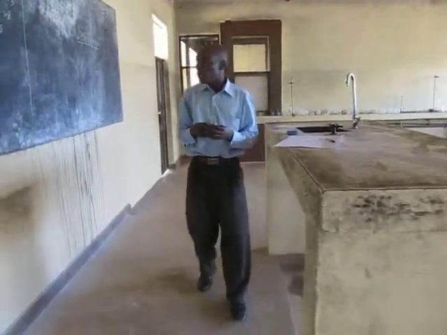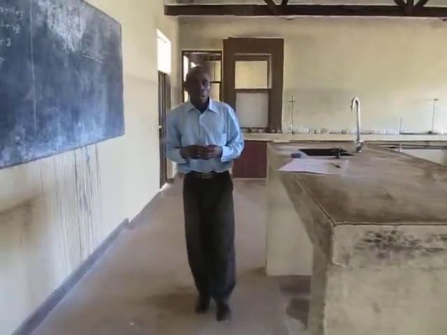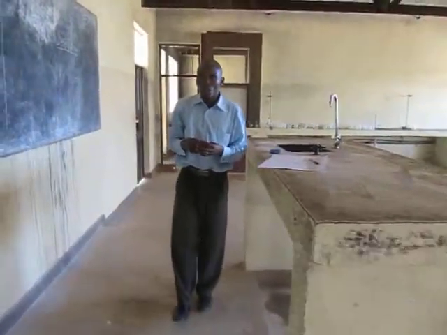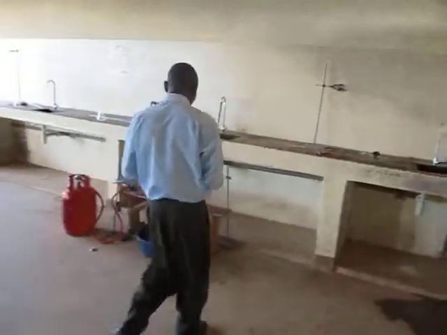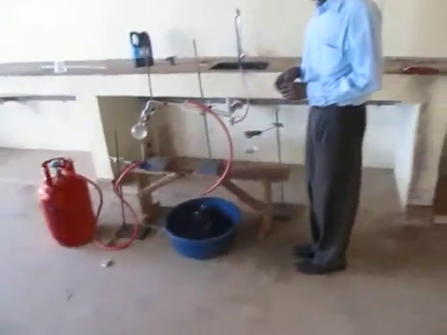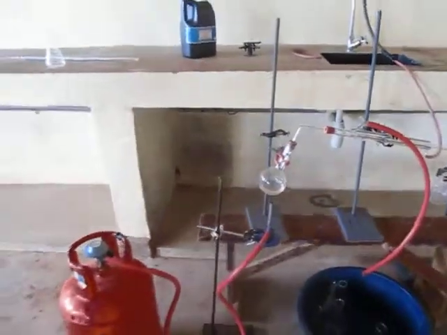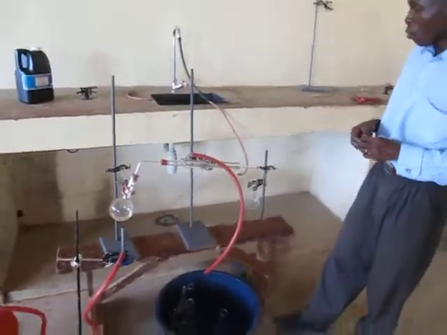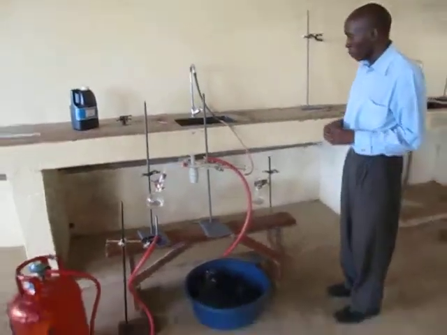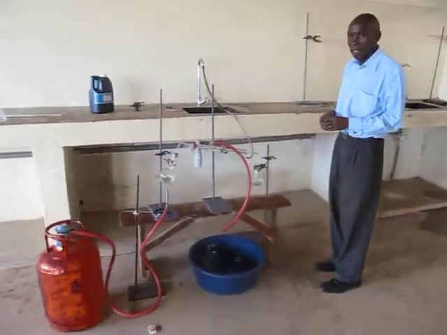For this lesson, I want to carry you through separation of a mixture of ethanol and water. So I want you to follow me to a setup here. This is an apparatus which is set basically to separate a mixture of ethanol and water. And I want to first of all carry you through the apparatus that we have.